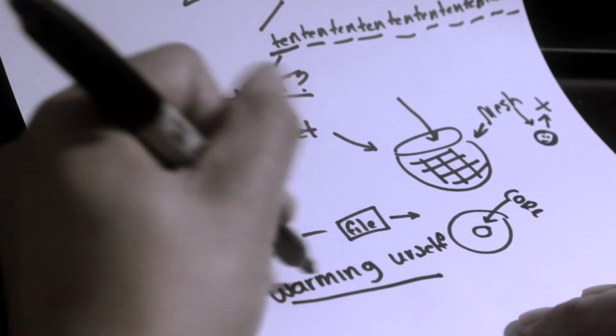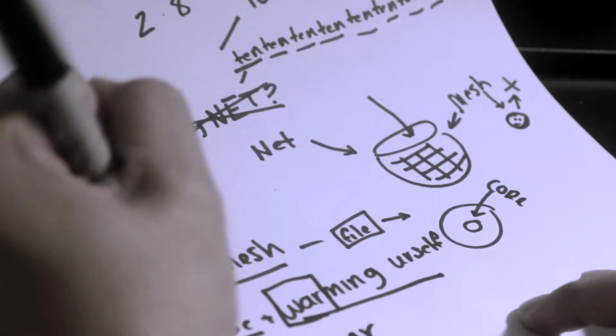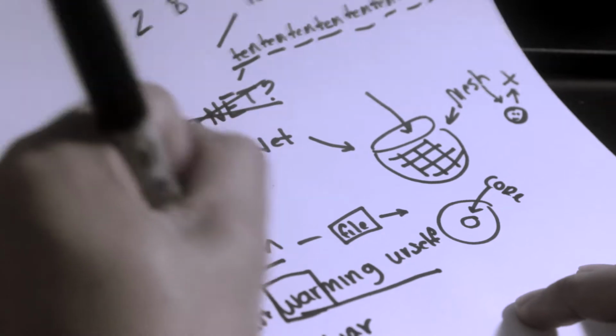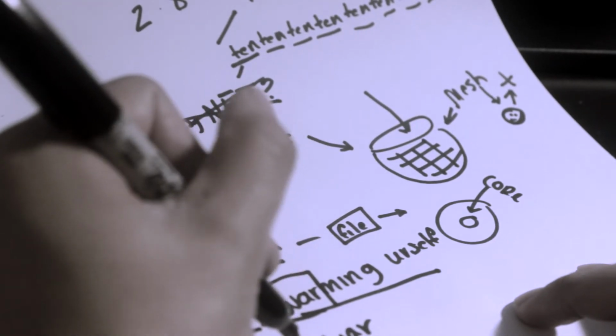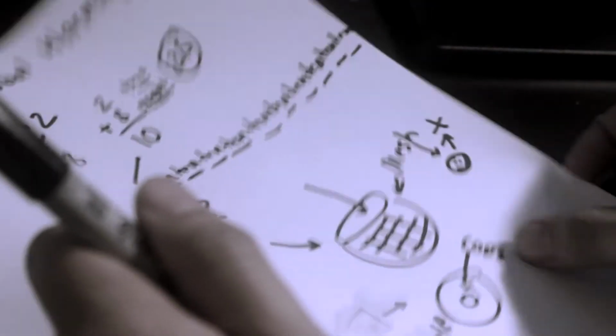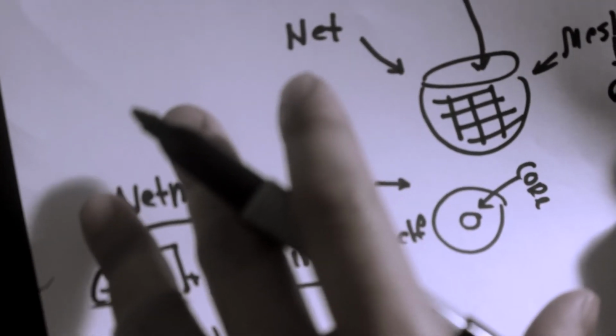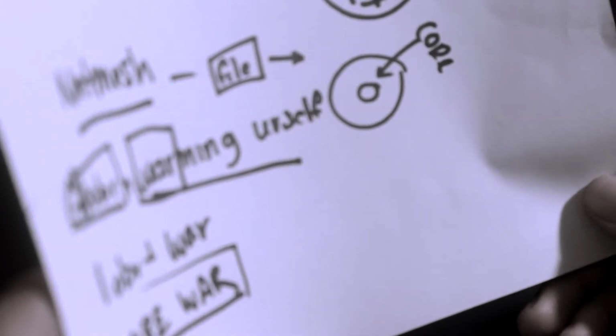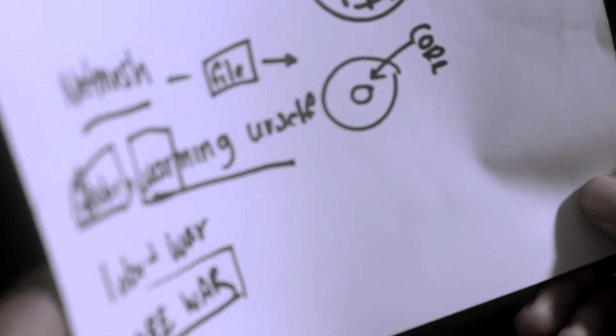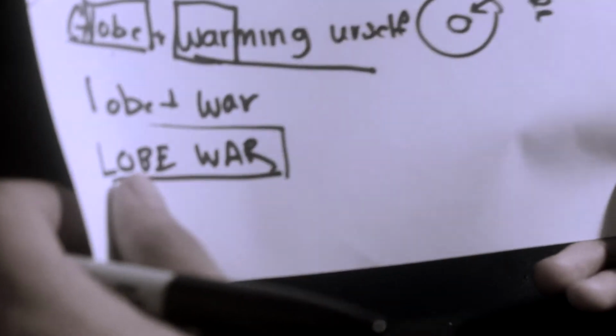And if you take warming, what do you get out of that? You get war. And you look at globe, you get lobe. Anyways, we have lobe war. Now that should, easily, everything should add in. And yeah, don't worry about the background noise. Everything should add up and equal. Everything should add up. You get lobe war, and that should answer the age-old question.